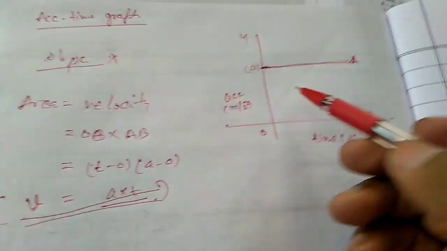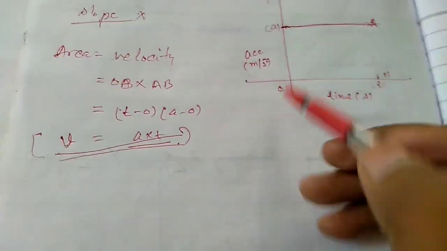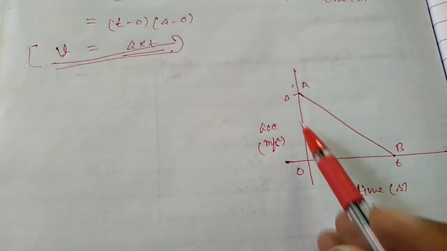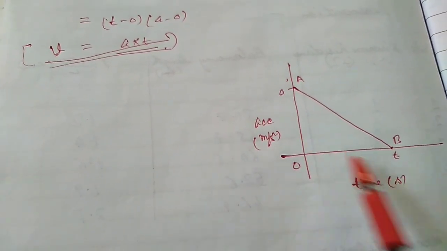Again you can see the graph which is horizontal. And now the third case, acceleration time, where the graph is declining.